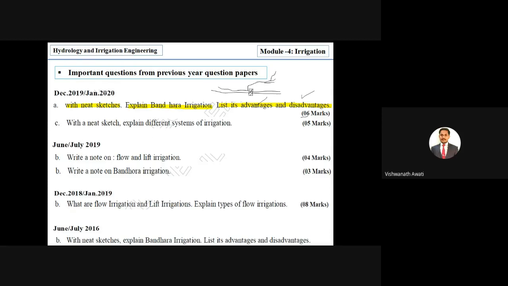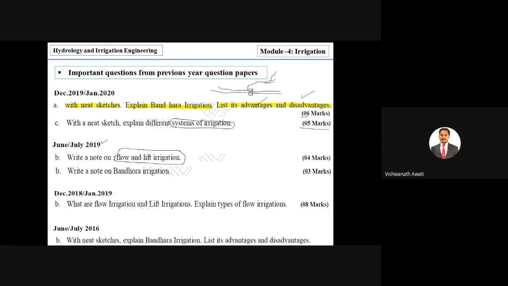Next question is for 6 marks. Next question is, with a neat sketch explain different systems of irrigation. Here you can explain flow irrigation and types of flow irrigation. Next is lift irrigation and Bandhara irrigation, right? Even if you explain only lift irrigation and flow irrigation, it is enough based on the marks. Next, in June July 2019, the question is, write a note on flow and lift irrigation, for 4 marks.